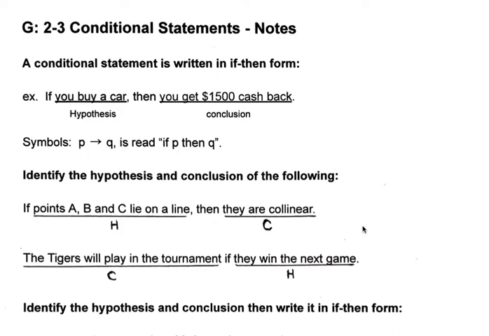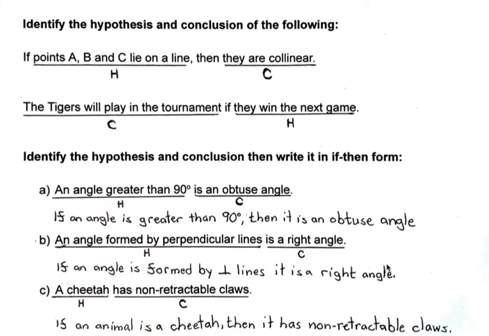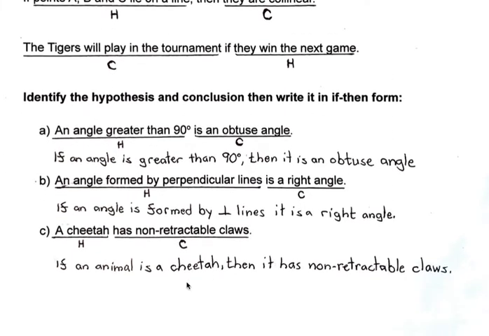Now the next one's a little more confusing. The Tigers will play in the tournament if they win the next game. So the hypothesis is the second half in this case, because they have to win the game in order to play in the tournament. So that's why the conclusion is the Tigers will play in the tournament. The hypothesis, they win the first game, because they have to win the first game in order to get the conclusion.